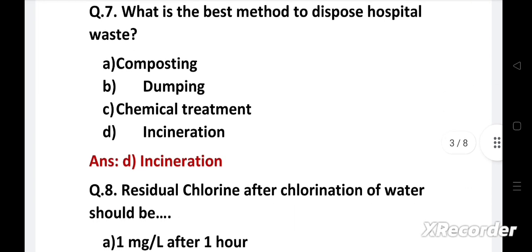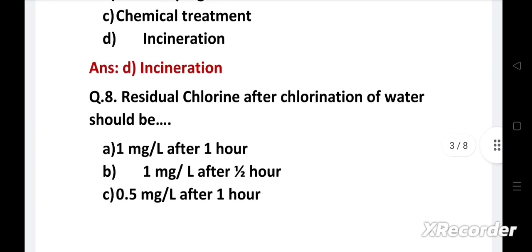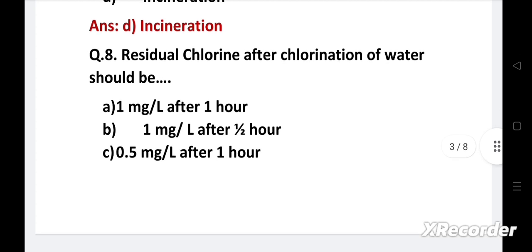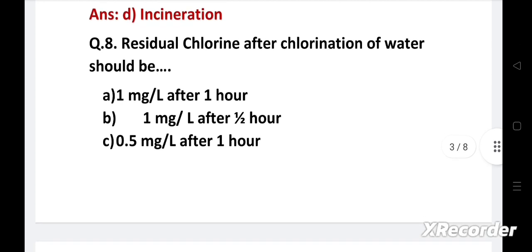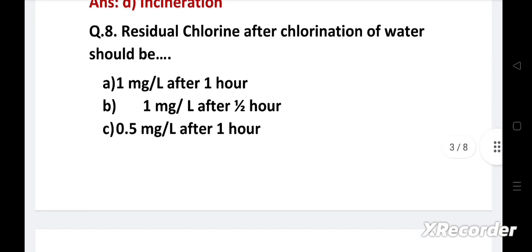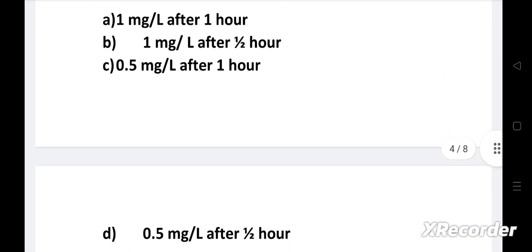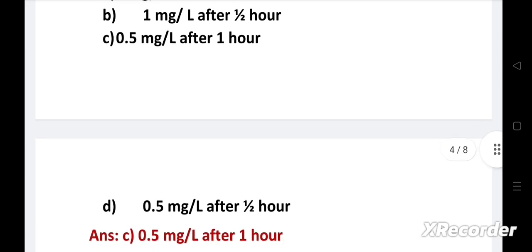Next question. Residual chlorine after chlorination of water should be option A, 1 mg per liter after 1 hour. Option B, 1 mg per liter after half an hour. C, 0.5 mg per liter after 1 hour. And option D, 0.5 mg per liter after half an hour. Right answer is option C, 0.5 mg per liter after 1 hour.